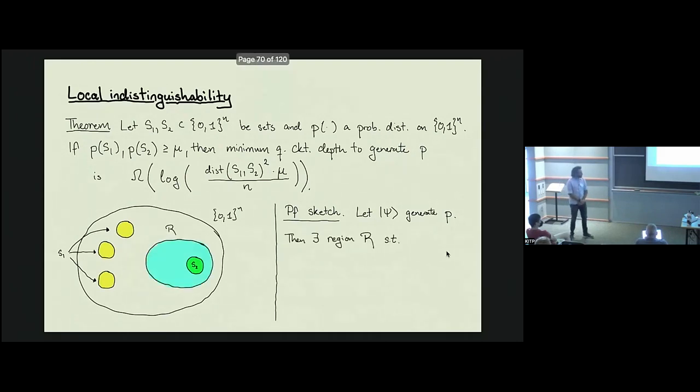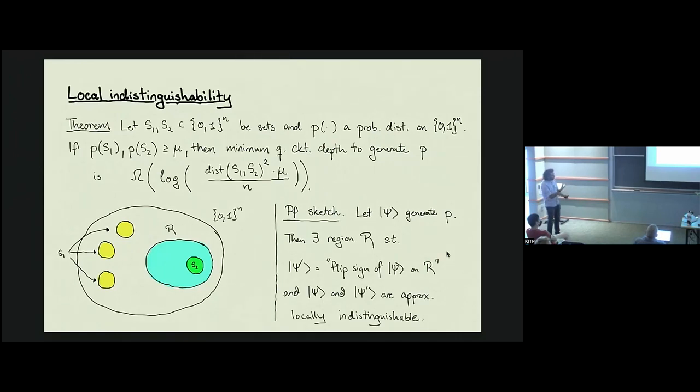And the way you sort of prove this is you show that if you did have some state psi which generated this probability distribution, by that I mean that if you measured psi, it would induce the probability distribution P, then you could always find a region R, so that if you took psi prime, which is you sort of flip the sign of psi on all of R, then these states psi and psi prime are approximately locally indistinguishable. That the Hamiltonian cannot distinguish these two states, the Hamiltonian being HU, where U is the circuit generating psi, and therefore, you hit the same kind of contradictions. So we sort of see that local indistinguishability plus some Chebyshev polynomials gives us this robust lower bound here.